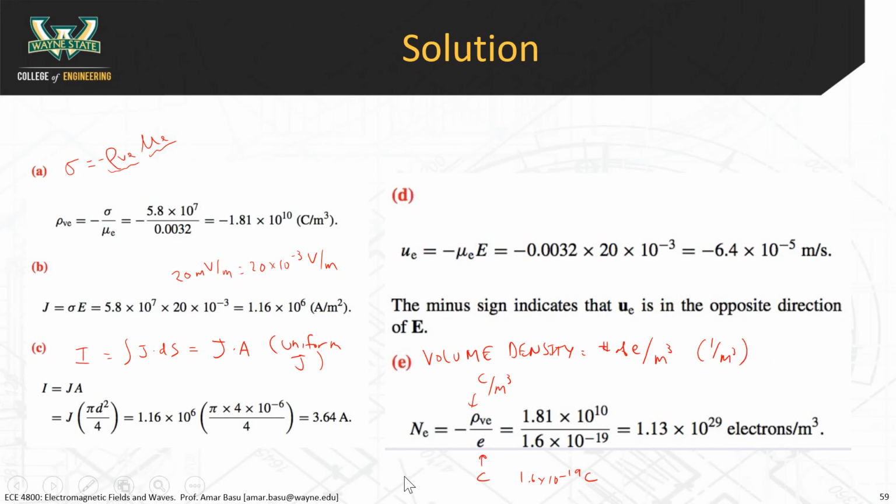So keep that in mind if you have problems like this in your homework. Just divide rho VE by the charge of a single electron, and that gives you 1.13 times 10 to the 29th electrons per meter cubed. So this is how many electrons you typically have in 1 cubic meter of material. That's a lot of electrons.